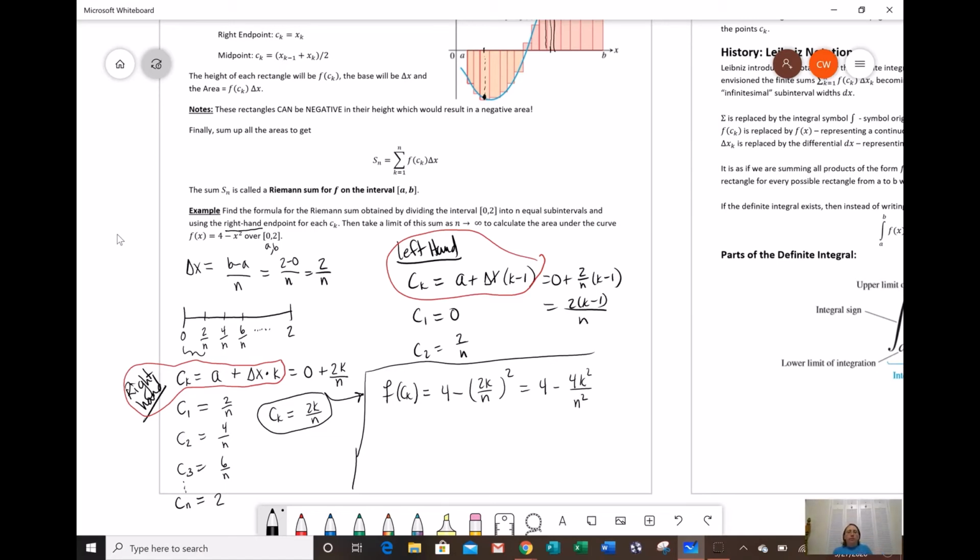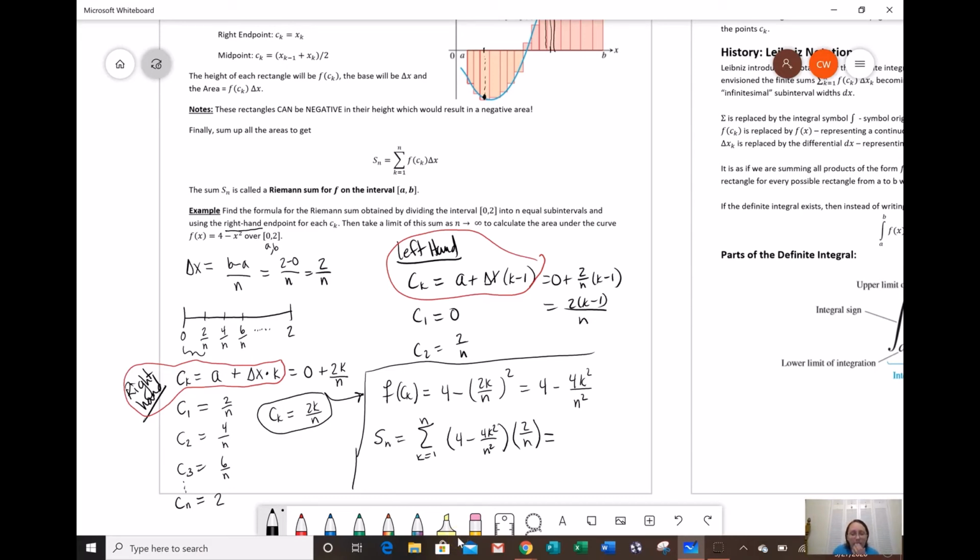Then the Riemann sum says we need to take our height that we just found, multiply by delta x, and then add them up. So Sn is equal to the sum as k goes from 1 to n of this f of ck. So we plug that in for the height of our rectangles, times the delta x, which is the base of our rectangles. What was our delta x? 2 over n. And we need to simplify that a little bit.